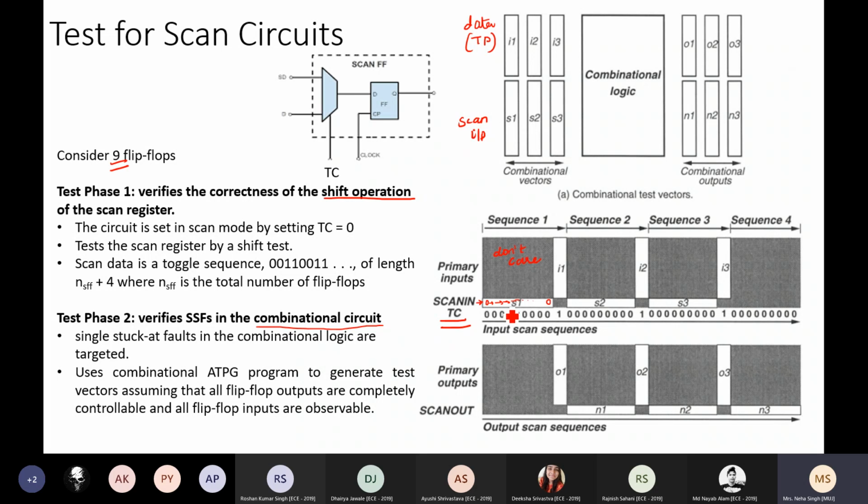Fine. Now, when I have verified that all the flip-flops are working properly as a shift register, I need to check for the combinational circuit. So for the combinational circuit, I will apply TC equal to 1. As soon as TC equals 1, scan data becomes don't care.